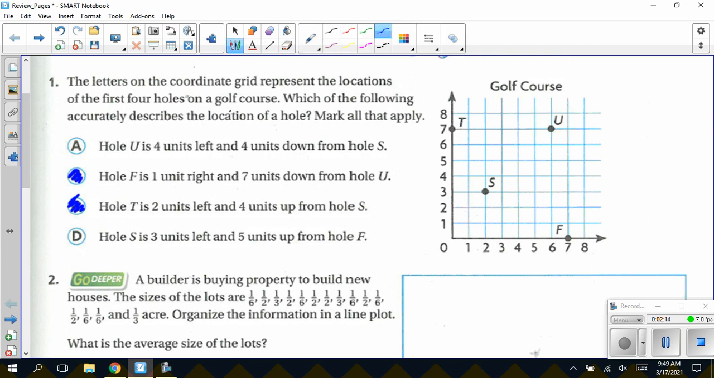So when you have questions like that with mark all that apply, make sure you go through each choice before moving on to the next question.